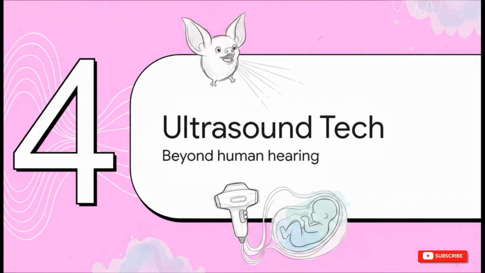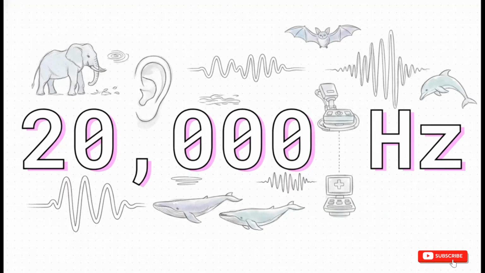Section 4. Ultrasound in modern technology. Going beyond the limits of human hearing. The mechanical waves we call sound actually exist on a massive spectrum, way beyond what our ears can handle. The magic number to remember here is 20,000 hertz. We humans have a very specific audible range, spanning from 20 hertz up to 20,000 hertz.